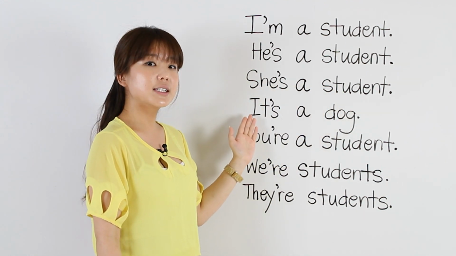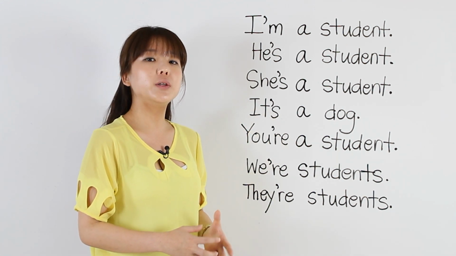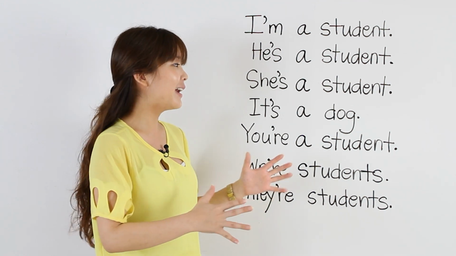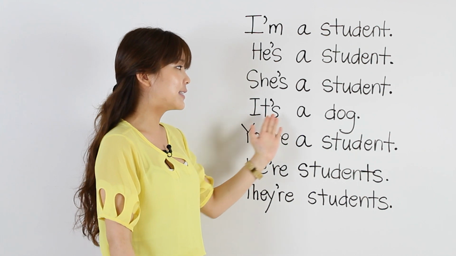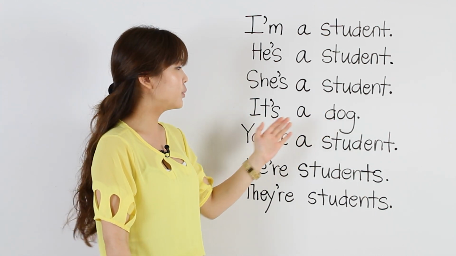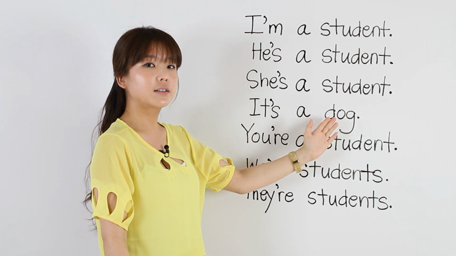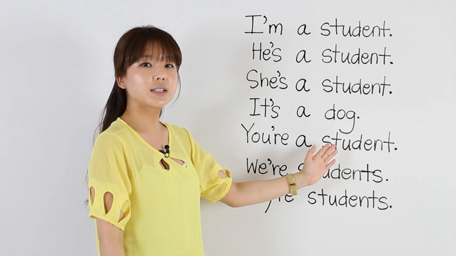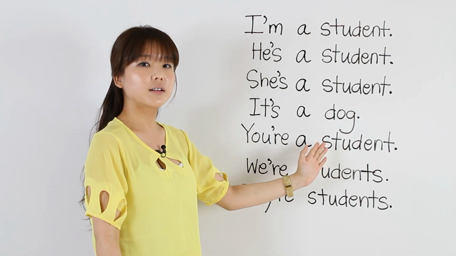Okay, the next sentence has it. Now remember, it is only used for a place, a thing, or an animal. So we can't have those things be a student. So we have to say, it's a dog. Okay, please repeat, it's a dog. Okay, the next one, you're a student. Please repeat, you're a student.